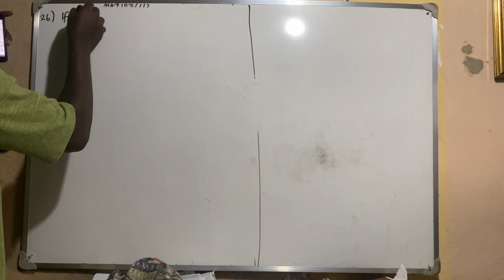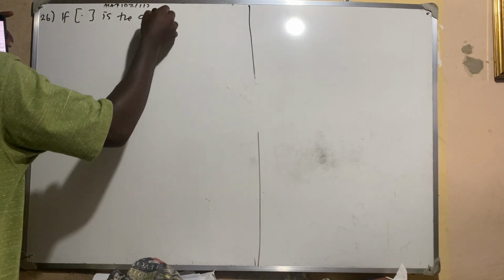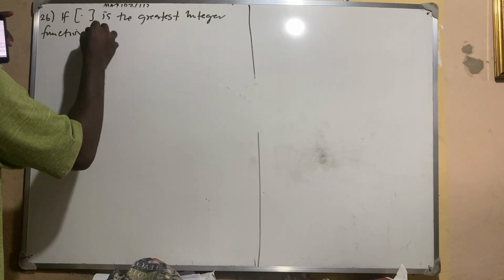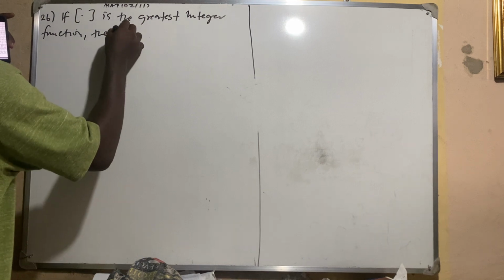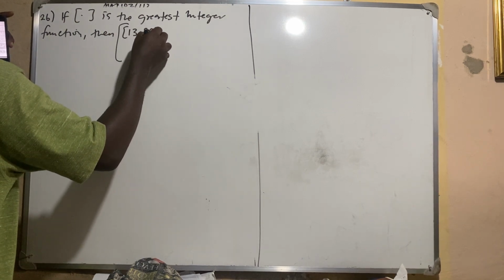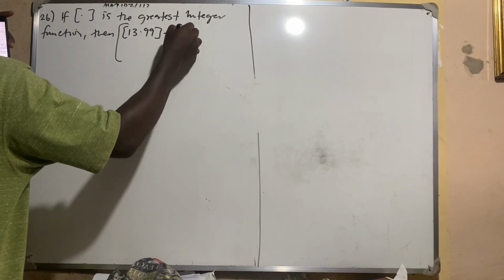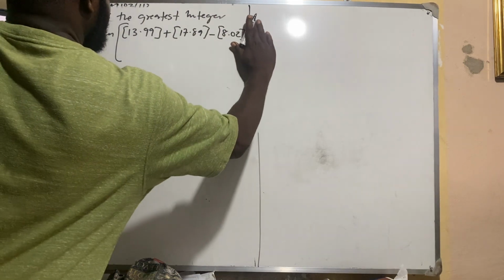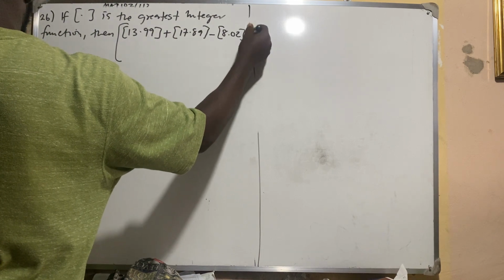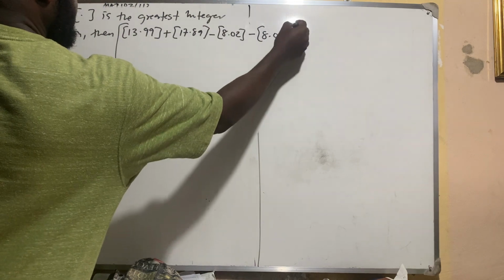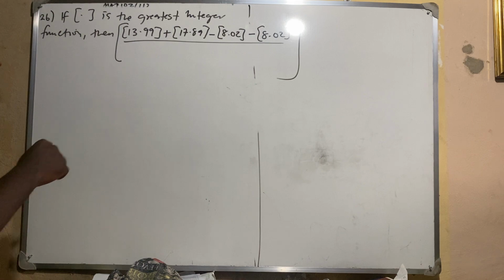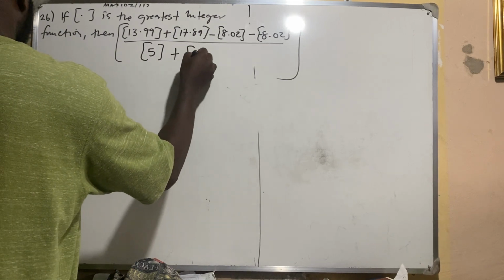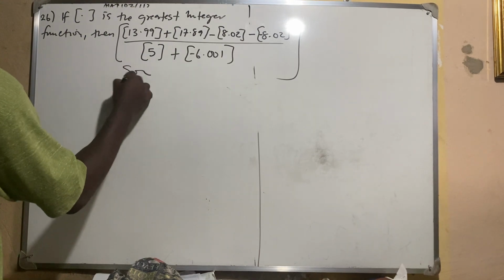Number 26 says: if this is the greatest integer function, then I have 13.99 plus 17.89 minus 8.02 minus another 8.02, all over 5 plus minus 6.001. Okay, so solution. I told you that we take the smaller one.